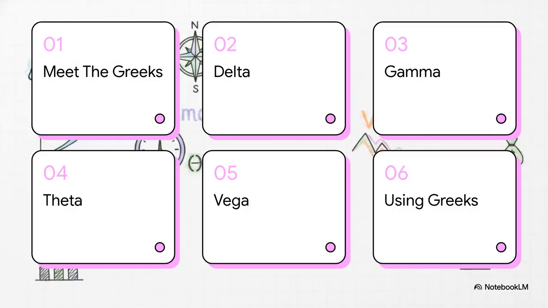Okay, here is our agenda for today's explainer. 1. Meet the Greeks. 2. Delta, your option speed. 3. Gamma, the accelerator. 4. Theta, the ticking clock. 5. Vega, forecasting market weather. And 6. Using Greeks to trade.